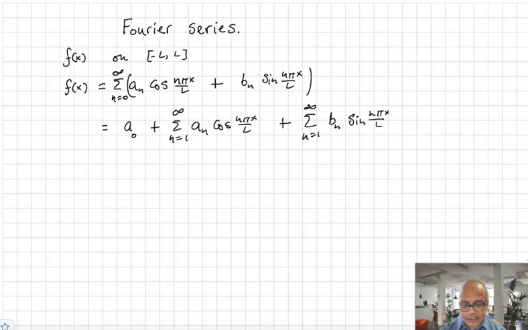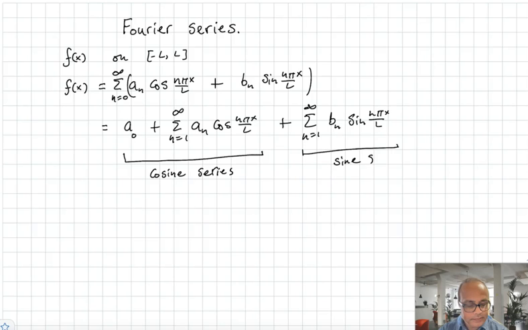One thing you can notice is that this first part, or maybe you can say the first two terms, is like a cosine, because if I take a0 inside the sum, that will be a cosine. So I will say, okay, this part is a cosine series, and this part I will call a sine series.